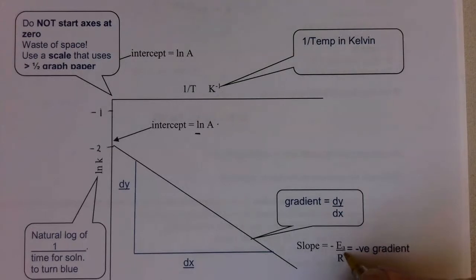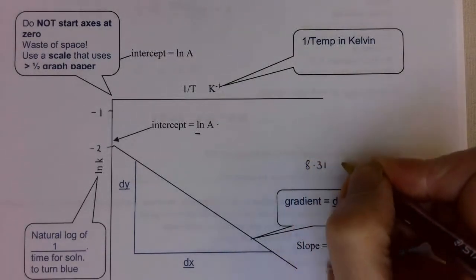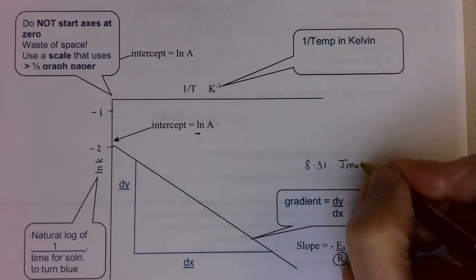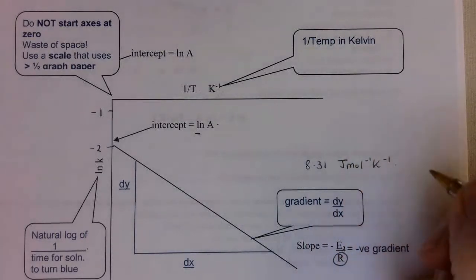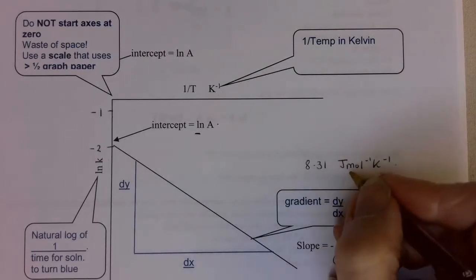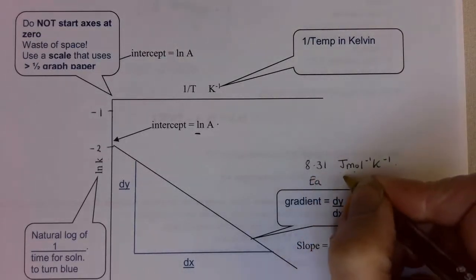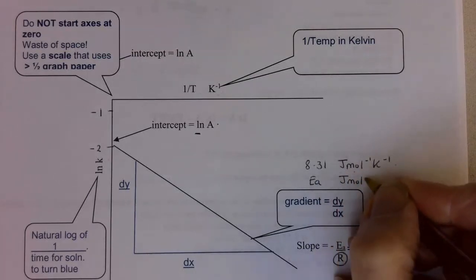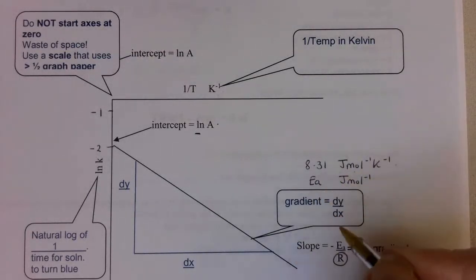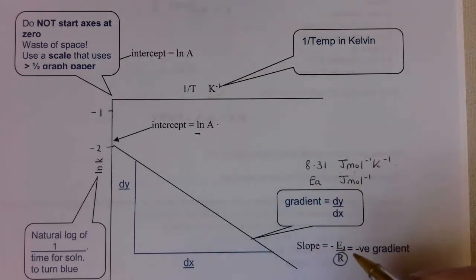Now, because you're dividing by R, which is 8.31 joules per mole per Kelvin, your Ea answer initially is going to come out in joules per mole. So you're going to work out your Ea value, and its units will be joules per mole. So you should get a very large number at this point. You need normally to divide it by 1,000 to change it into kilojoules per mole. So just be a little bit careful of that one.